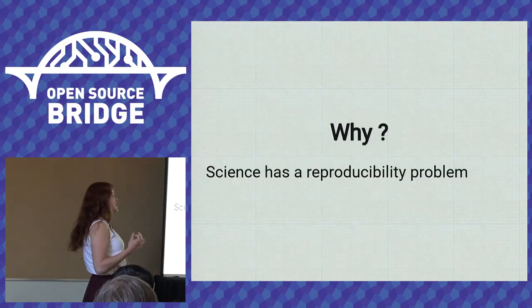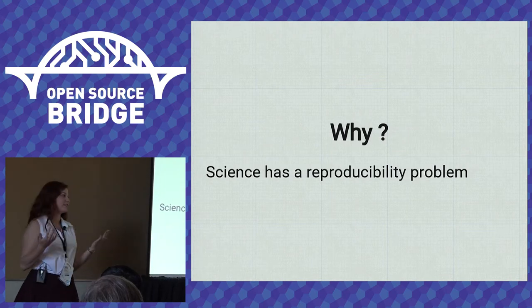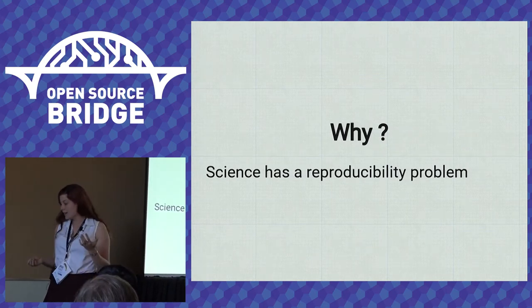Okay, so science has a reproducibility problem, but why do we even care? Why do we care that we want to see this code anyways?